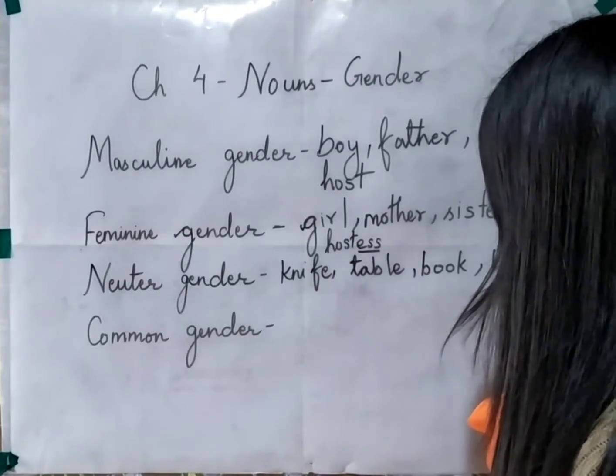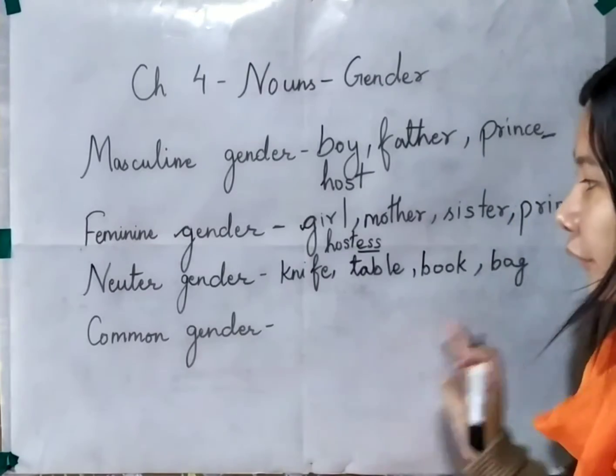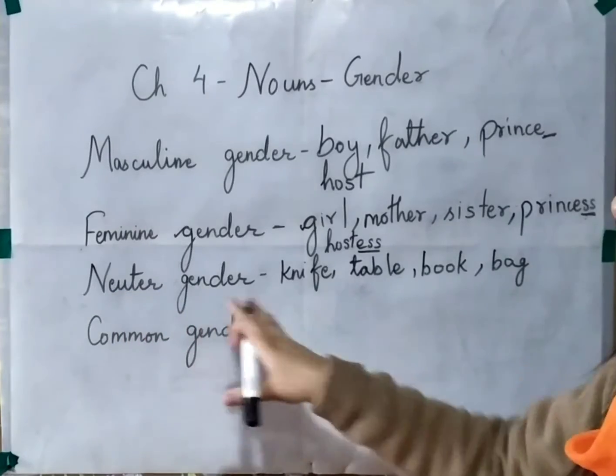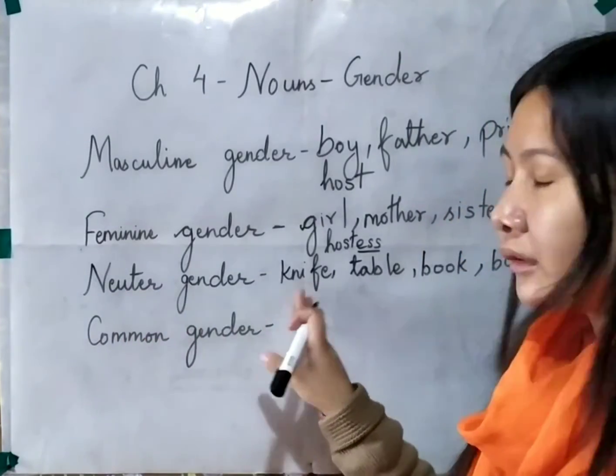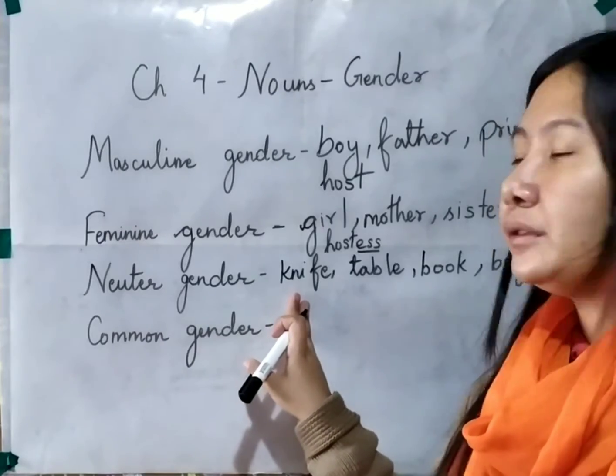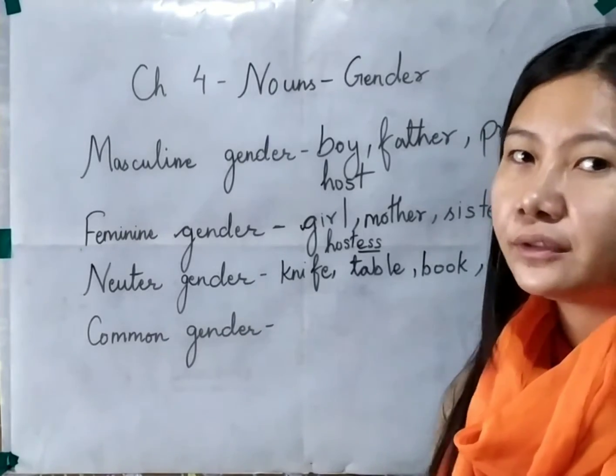So these words, like these nouns, are examples of what? They are examples of neuter gender because they refer to non-living things. Because if I ask you, is a knife alive? Then you'll say no. Knife is a non-living thing. It's not a living thing.